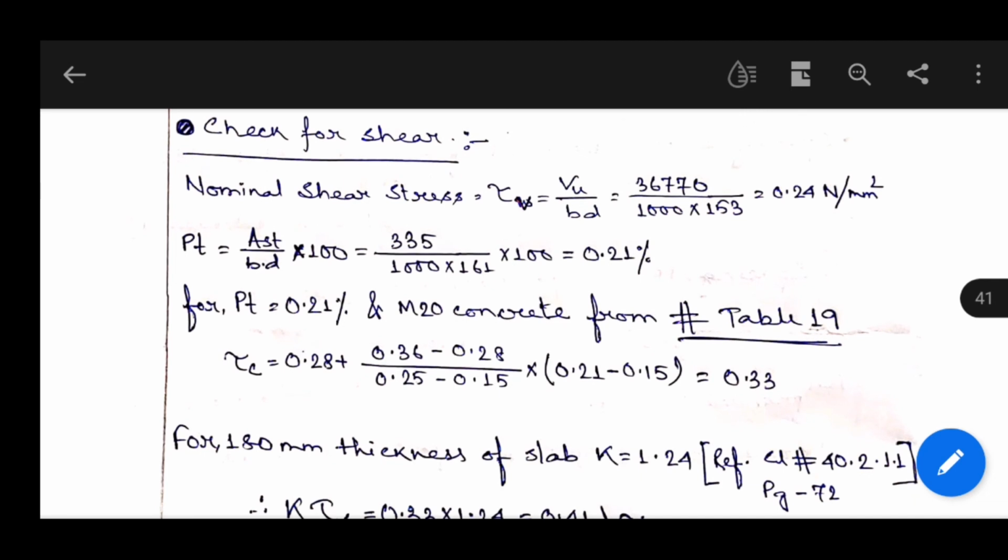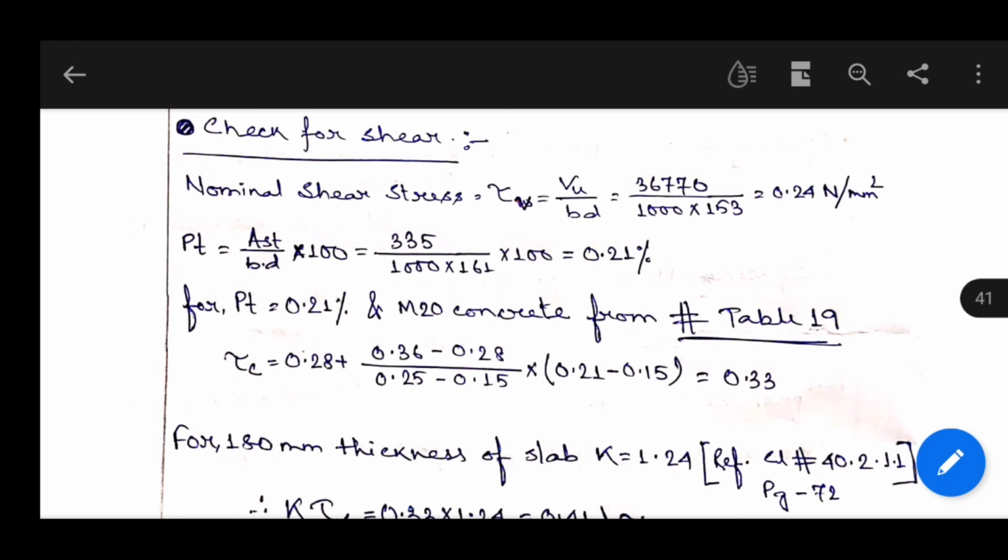Okay, now next step is check for shear. This is in common format. Nominal shear stress tau V is equal to VU by BD. Shear we have calculated earlier. So VU is 36,770 by 1000 into 153, that is equal to 0.24 Newton per mm square. Percentage of steel is AST by BD into 100, we know this formula. So AST is 335 by B is 1000 and D is 161 into 100, that is equal to 0.21%.